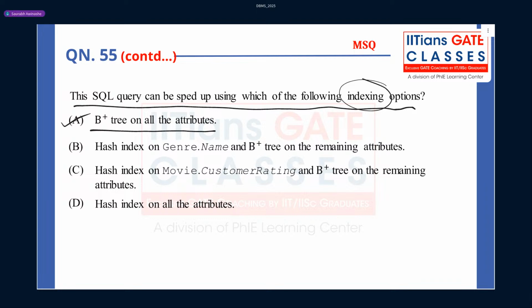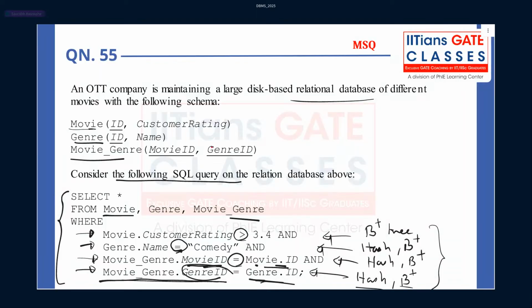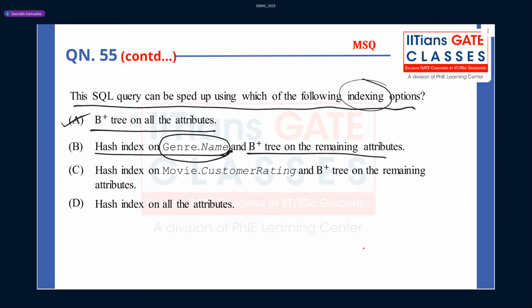Now let's look at option B. Option B says that you create a hash index on genre.name and B plus tree on the remaining attributes. Now for this option to be correct, the only thing we have to look at is, in genre.name, are we doing a random access? So we are, right? Because of the equal to. We are doing a random access, so we can use the hashing index there. So this is correct.